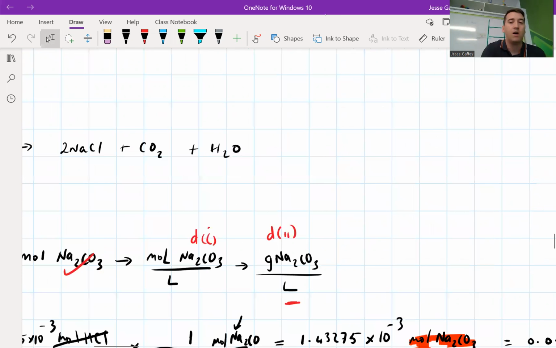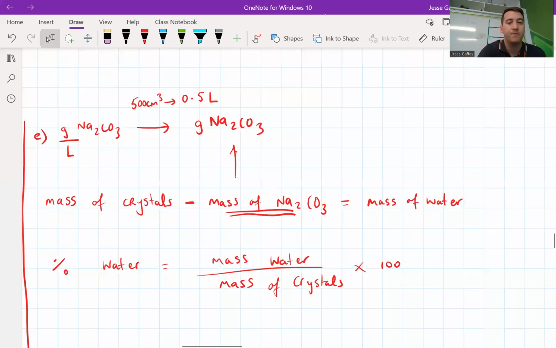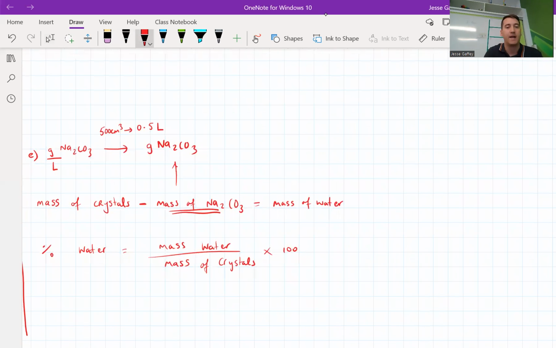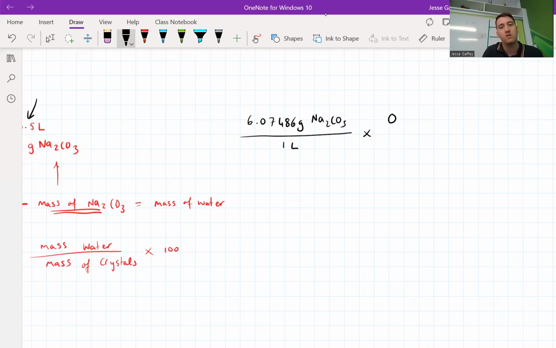All right, I'm going to show you how I will do that now, following this plan. So I have the plan in red, and I'm going to do the sum beside it in black here. Okay, so we know we had 6.07486 grams of Na2CO3 per every 1 liter, so per 1 liter. And we didn't have 1 liter, we had 0.5 liters. So in 0.5 liters, it should be half of that amount.